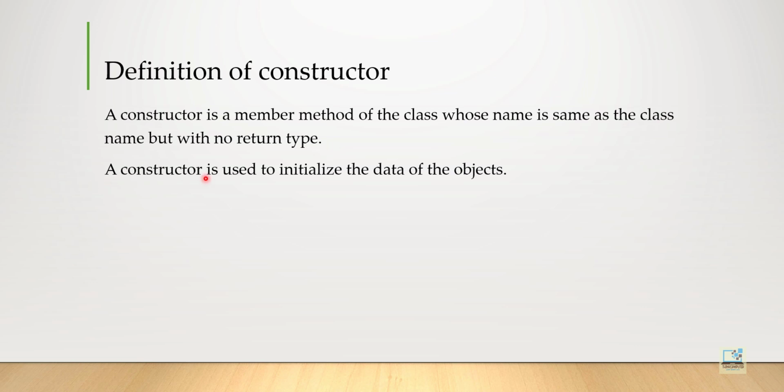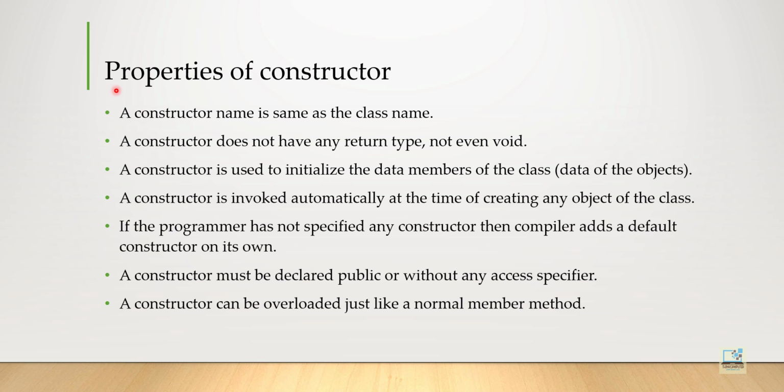A constructor is used to initialize the data of the object. So basically constructor is used for initialization. So properties of constructor. These are the properties of constructor. I will be explaining one by one. So let's start with the first one. A constructor name is same as the class name. Just as I said in the previous slide, the name of constructor and class, they are same.